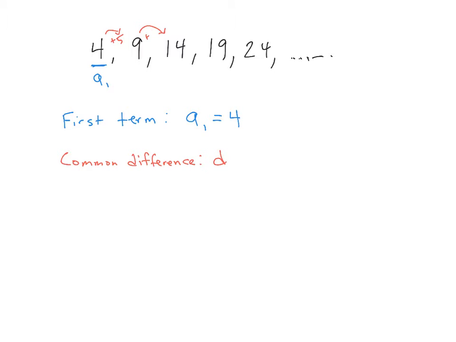9 plus 5 makes 14. 14 plus 5 makes 19. 19 plus 5 makes 24, and so on. So our D in this case would be 5. And the D, or the common difference, is how much you're going up by to get to that next term.